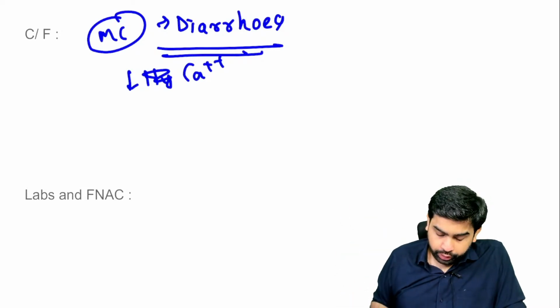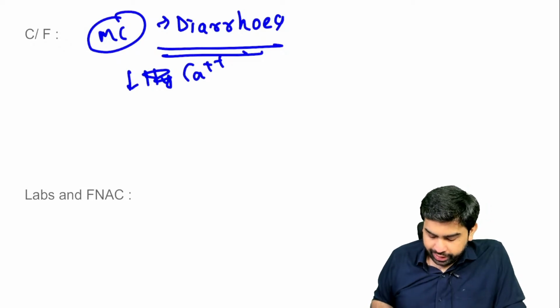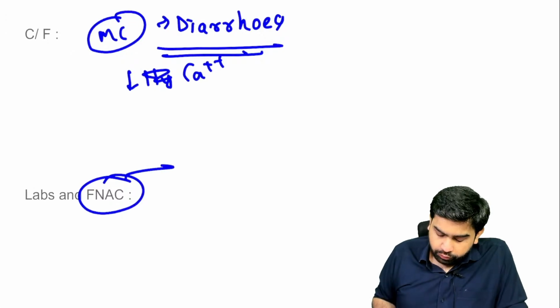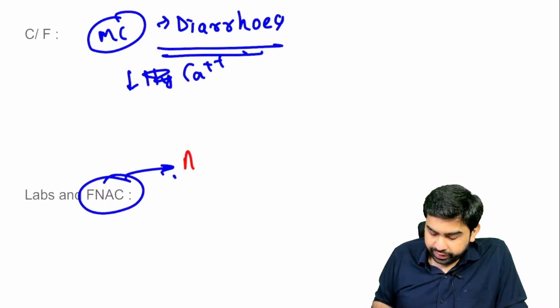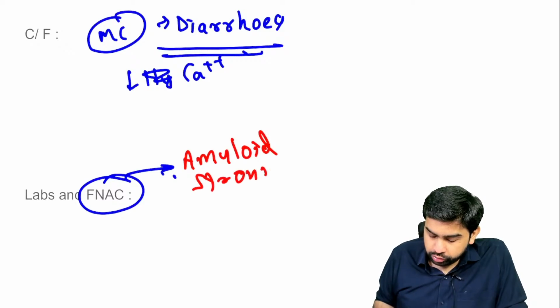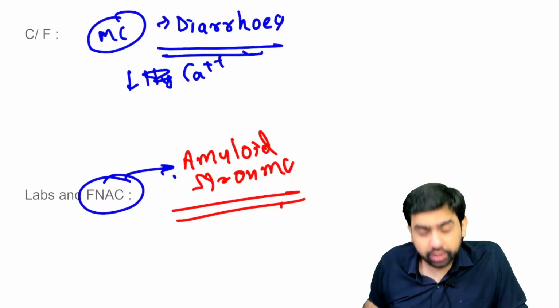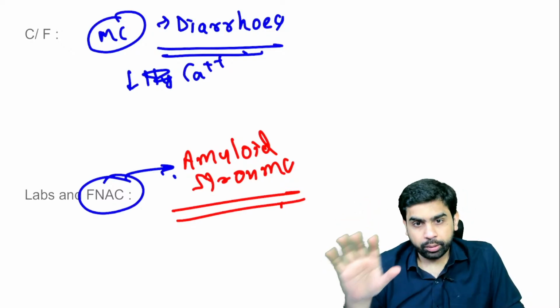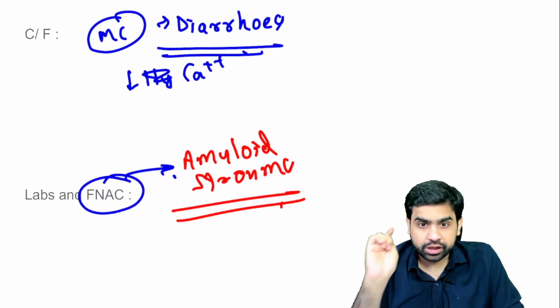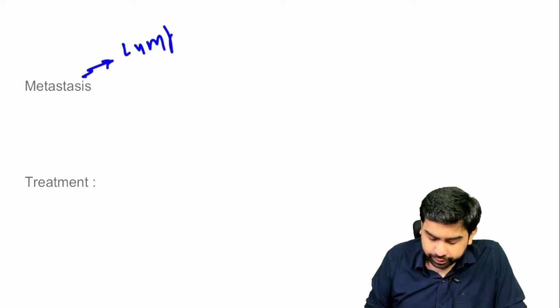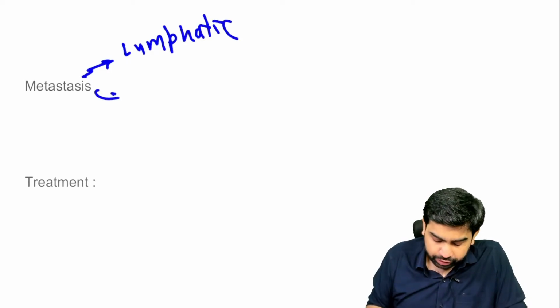Okay, now labs and the FNAC. On the FNAC, what you're going to find over here is an amyloid stroma. If the question says that there's a patient with an amyloid stroma on the FNAC, they are talking about the medullary carcinoma thyroid. So please do remember that. This is very, very important. Okay, now metastasis. Please try to understand over here: both lymphatic and hematogenous metastasis can occur.